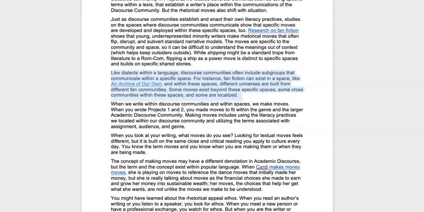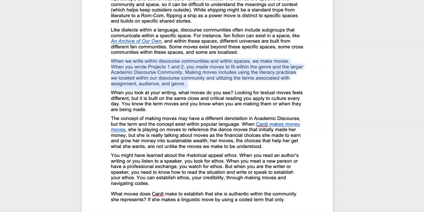Like dialects within a language, discourse communities often include subgroups that communicate within a specific space. For instance, fan fiction can exist in a space like Archive of Our Own, and within these spaces, different universes are built from different fan communities. Some moves exist beyond these specific spaces, some cross communities within these spaces, and some are localized. When we write within discourse communities and within spaces, we make moves.